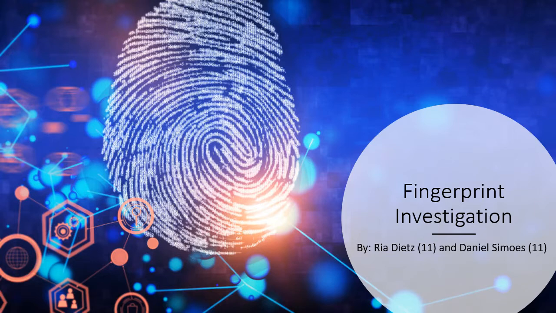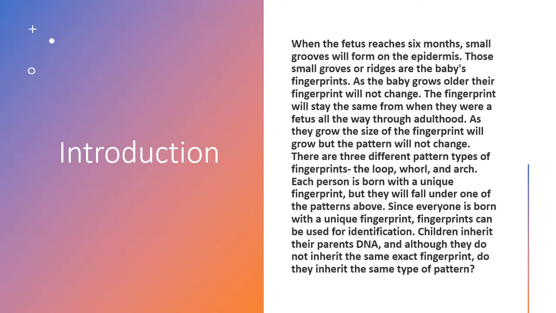To give you some background information, when the fetus reaches 6 months, small grooves will form on the epidermis. Those small grooves or ridges are the baby's fingerprints. As the baby grows older, their fingerprint will not change. The fingerprint will stay the same from when they were a fetus all the way through adulthood. As they grow, the size of the fingerprint will grow, but the pattern will not change.